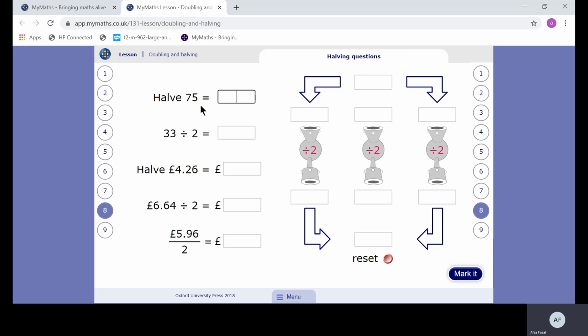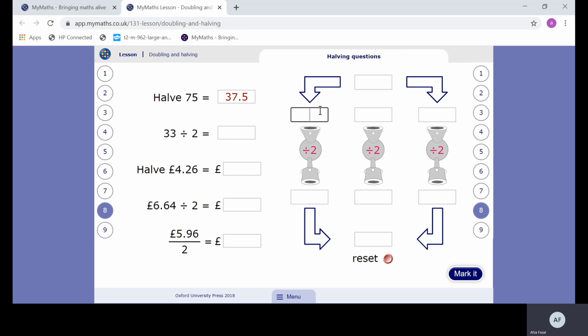So if I've got 75 pence, I want to divide it by 2. 70 divided by 2 is 35. 5 divided by 2 is 2.5. So it's 37.5. You could do it mentally, you could do it on paper, or you could do it on the screen that's helping you. We've got this partitioning grid here, okay? 33 divided by 2, we've got half of £4.26.